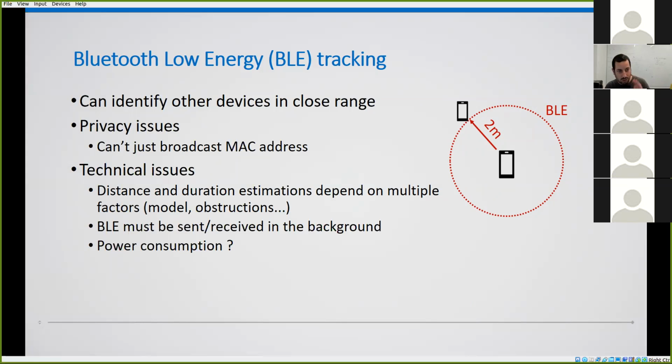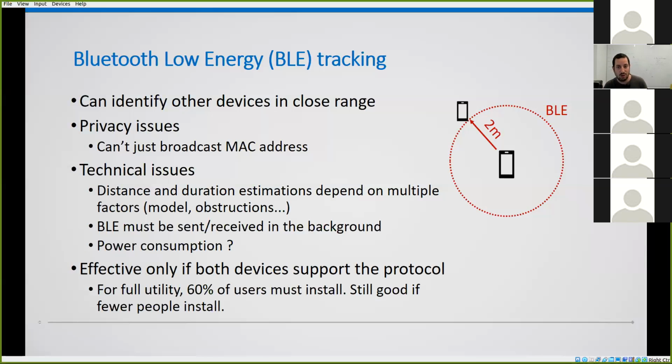But we're not going to talk about most of these issues right now, most of the privacy. One thing that it's very important for us to realize is that this type of solution is only effective if both devices support the protocol. So basically, if we don't have a large adoption rate, then this is not going to be very useful. There are a lot of conflicting estimations for how much we need, what part of the population needs to actually adopt this technology to be helpful.